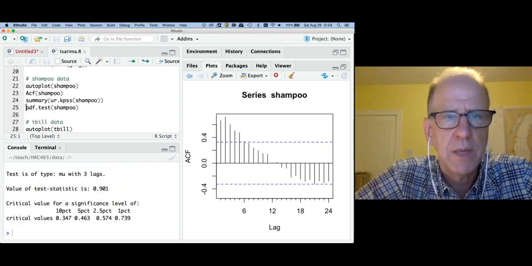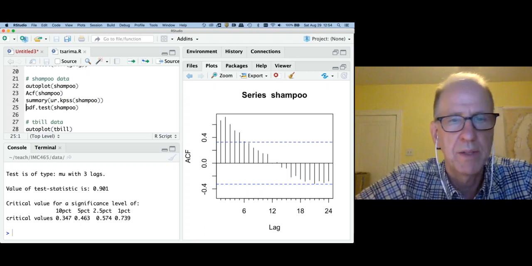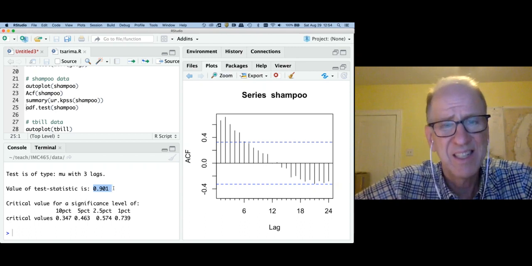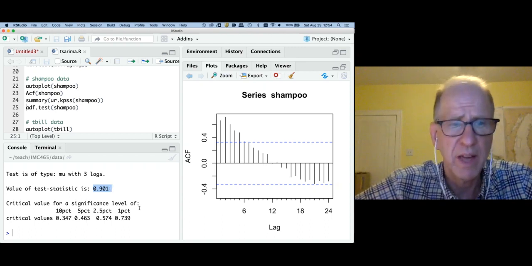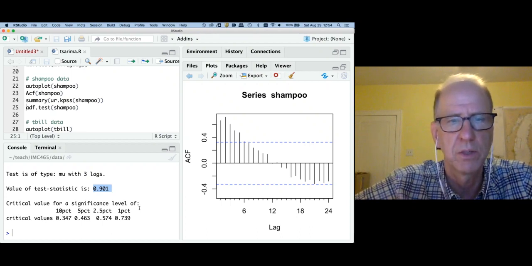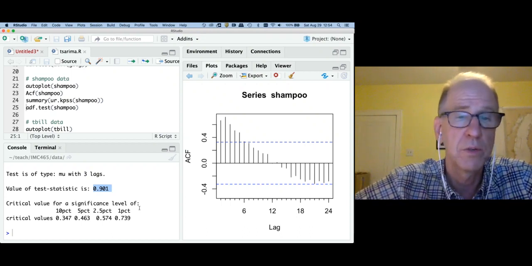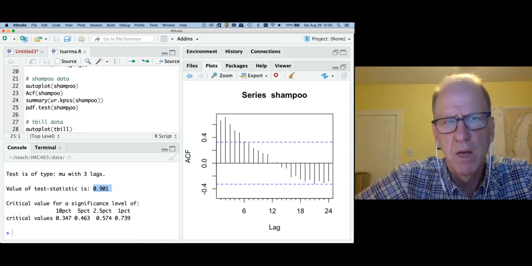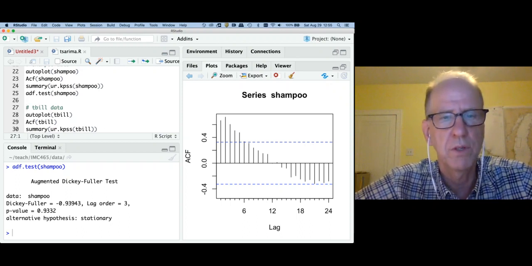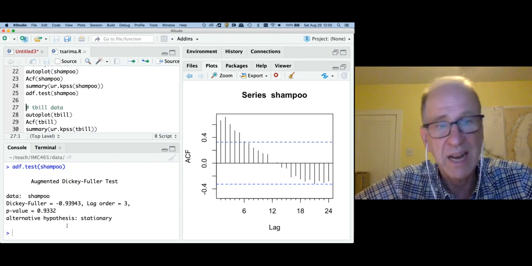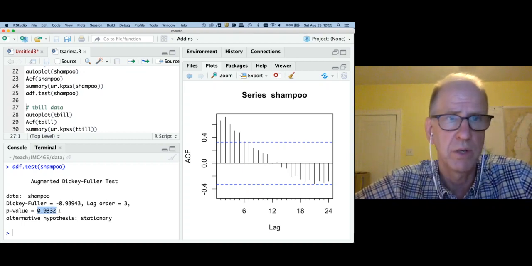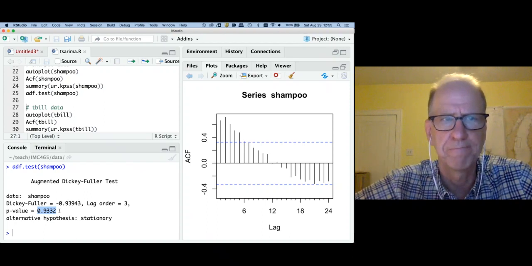If we go do the KPSS test, remember the null hypothesis is that you've got stationary data. The value of my test statistic is 0.9, which is greater than any of these critical values, suggesting that I would reject the null hypothesis of stationarity and conclude that this is non-stationary. The other test that we have is the ADF, or augmented Dickey-Fuller test. The null hypothesis is non-stationary here. We can't reject that null hypothesis because the p-value is very large, and they've all told us the same thing.